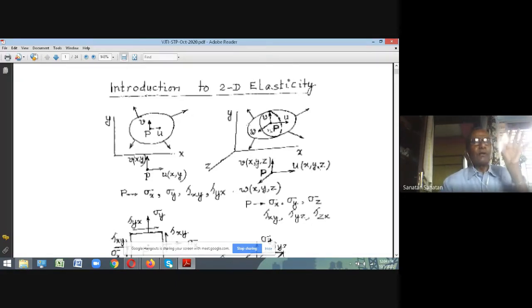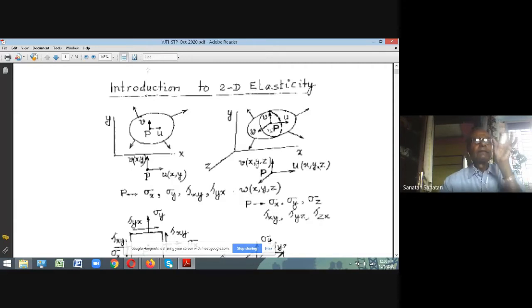I repeat again: a point means you have to think of a square enclosing the point in 2 dimensions, or in 3 dimensions, an infinitesimal cube enclosing the point. So if you take that small element out of the body, then obviously on each boundary, the forces are going to be exerted by the remaining part of the body.